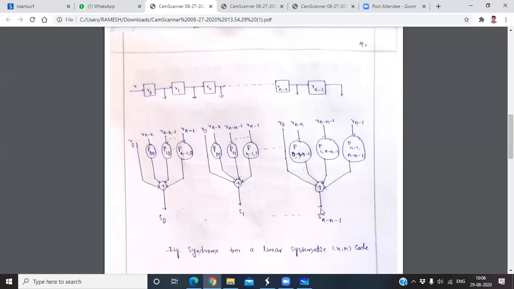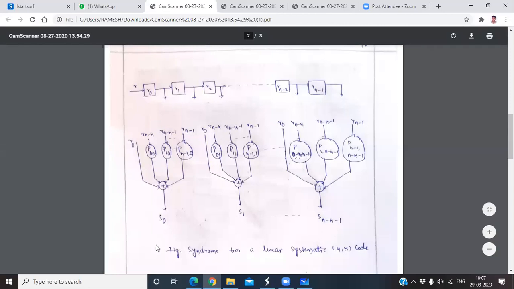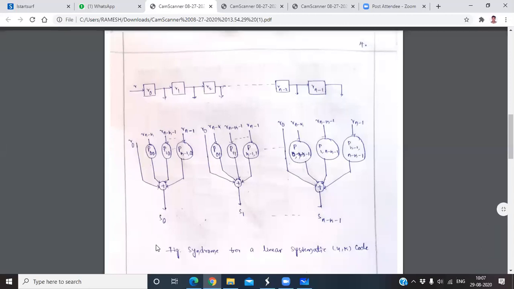But when you go for the syndrome decoding purpose, in decoding, the input is the received code word. For encoding, the inputs are message bits, and for decoding, the inputs are received bits. So the received code word is nothing but R0, R1, R2, and so on up to Rn minus 1. Next the syndrome, S0. For the encoder, the output is the code word, and for syndrome decoding, the output is the syndrome word. That's why S0, S1, and so on up to Sn minus k minus 1, because I want to start from 0.